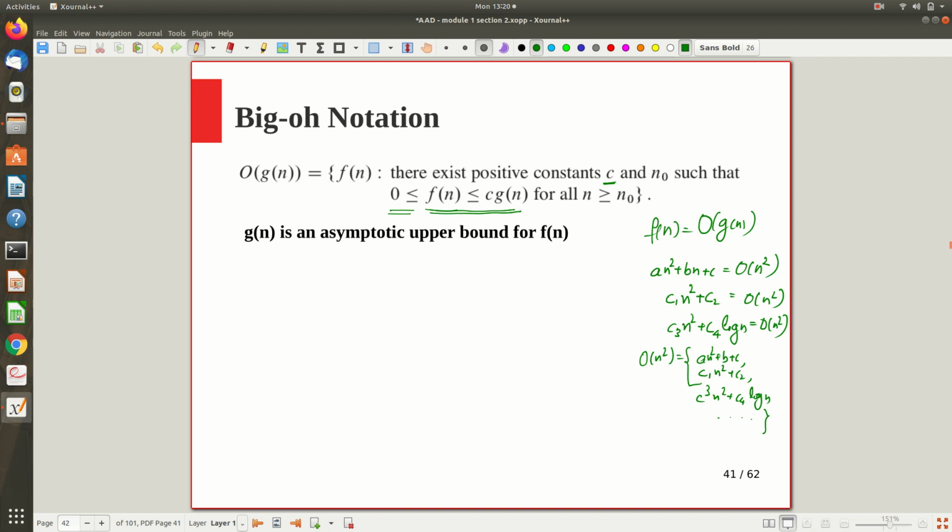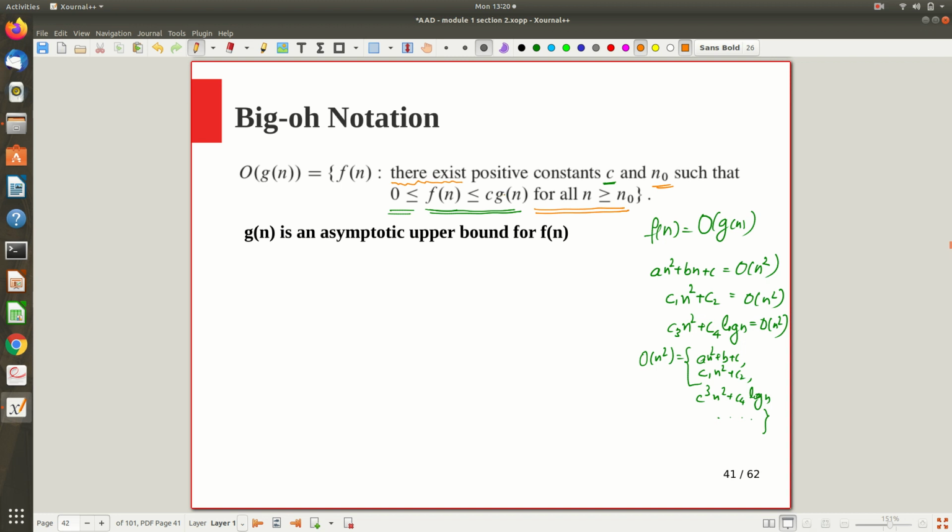Now one more thing, which is again very important: you have to find another positive constant that also exists. So there exists one constant c for this relation and another constant n0. And this n0 is important, such that this condition is true for all values of n greater than or equal to n0.